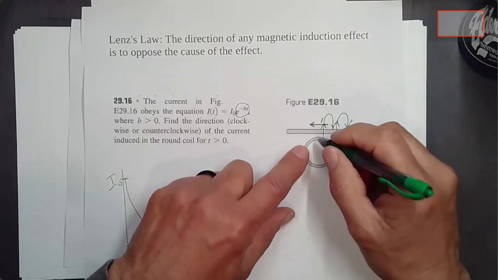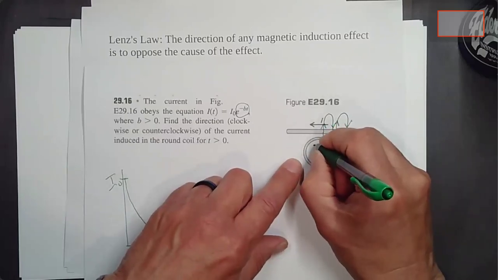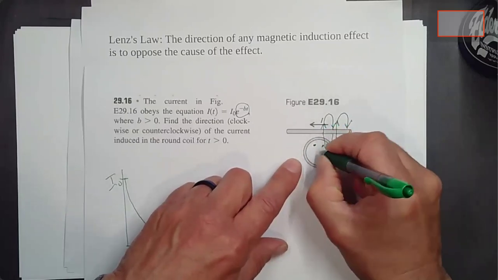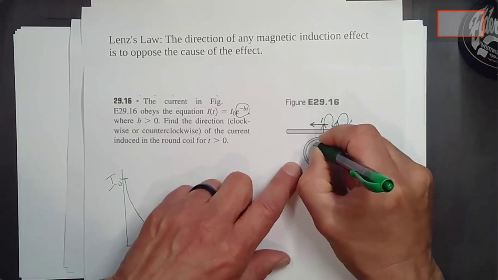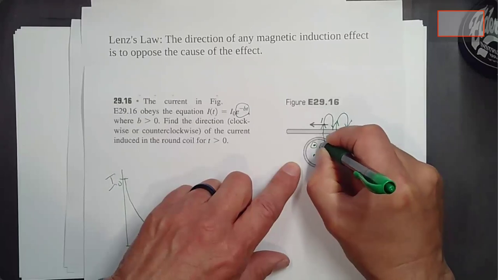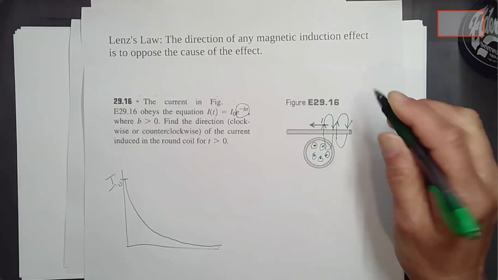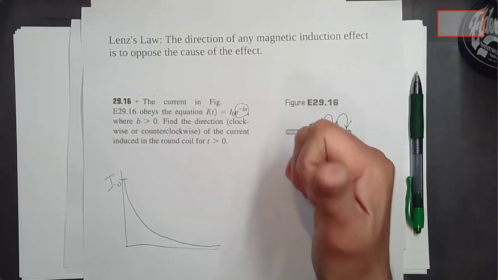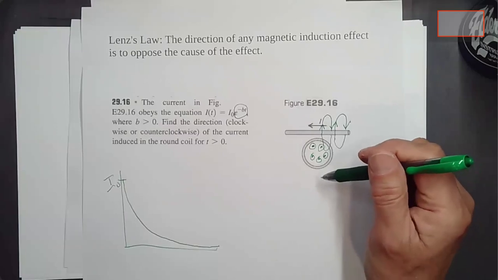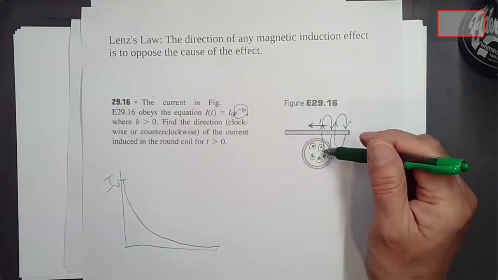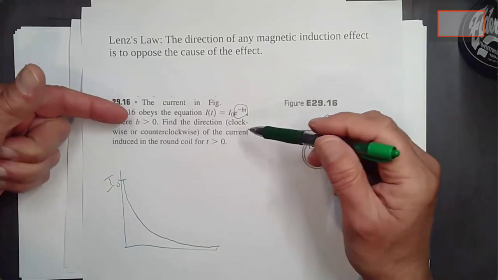Well, what that means is that for this loop here, it's going to have magnetic field that's coming out of the page due to the current in that wire. So at any given time, there will be magnetic flux going in that direction through that loop. But the magnetic flux is decreasing, because the current is decreasing, and that means the strength of the magnetic field will be decreasing.